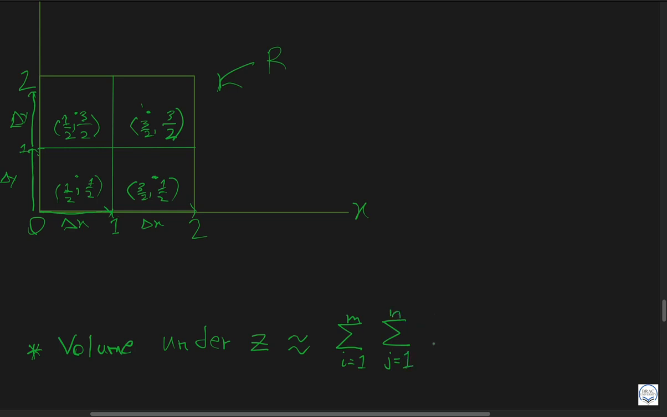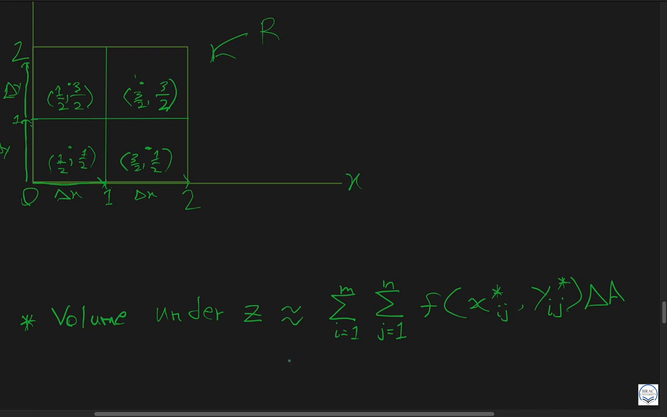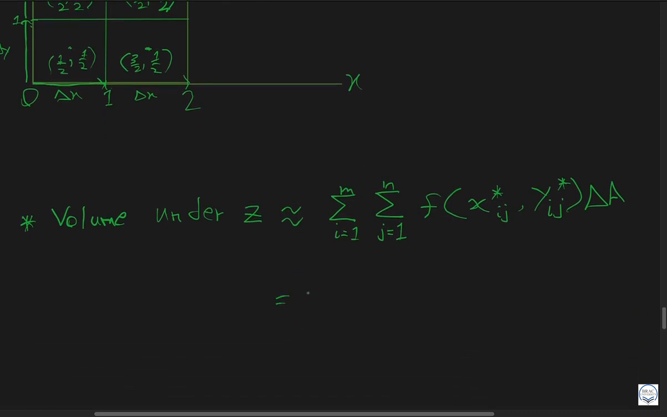So the volume under Z is approximately equal to the double sum, where we start our i from 1, end at m, j from 1, end at n. We have our function f of xij star, yij star, delta A. Now we already know that delta A is equal to 1, right? So delta A is 1.